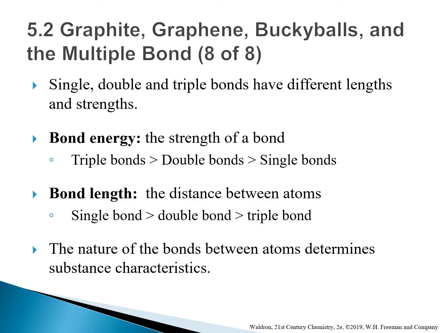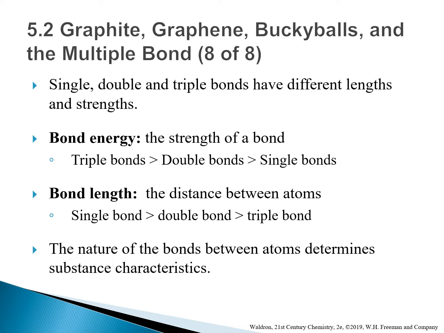Single, double, and triple bonds have different lengths and strengths. Bond energy is a measure of bond strength of a chemical bond. It is the amount of energy needed to break the atoms involved in a molecular bond into free atoms. Triple bond has the strongest bond energy, or to say, it requires the greatest energy to break a triple bond between atoms. The next is the double bond, followed by a single bond.